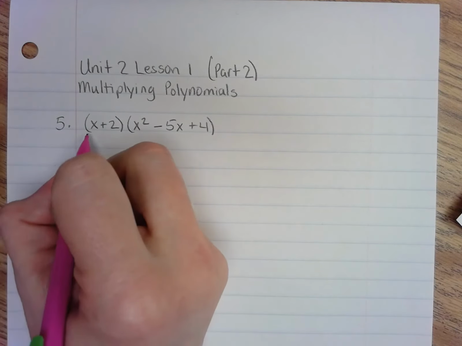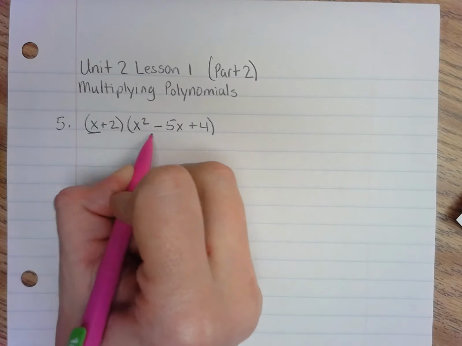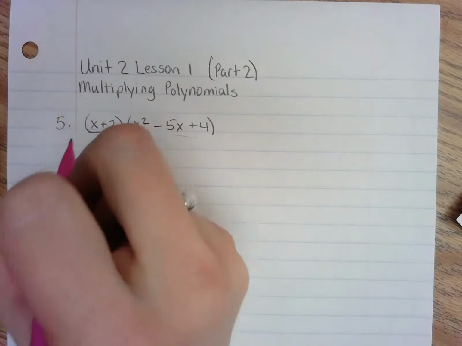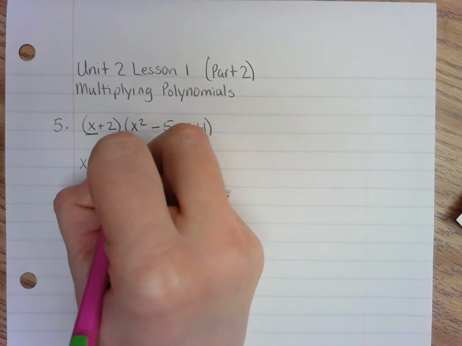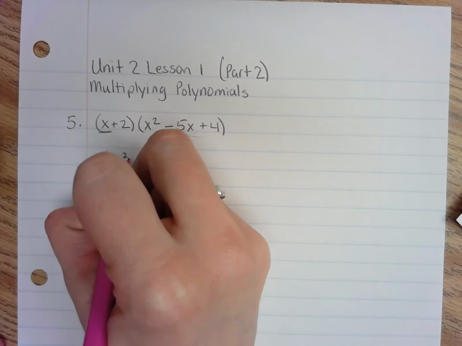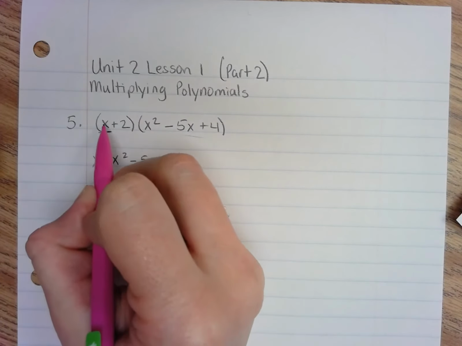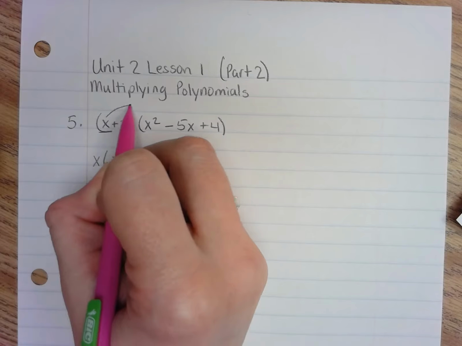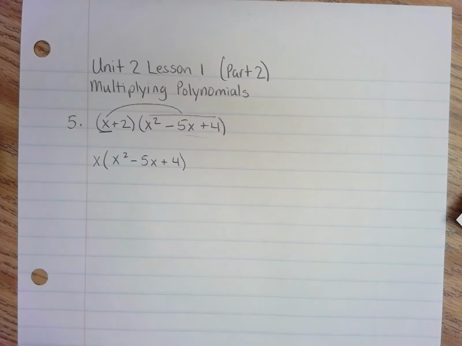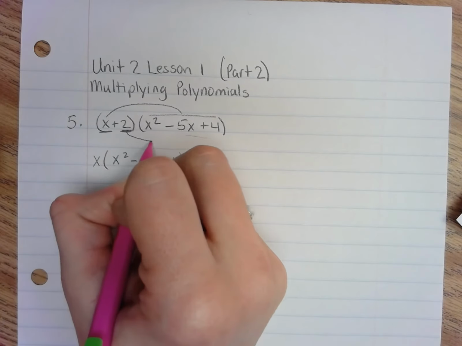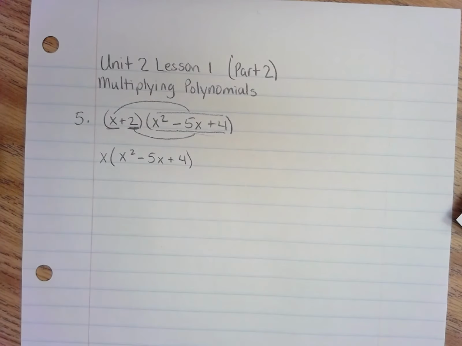Let's start with our first term, x. We're going to multiply it with the trinomial x squared minus 5x plus 4. So let's rewrite that: x times the trinomial that we have, x squared minus 5x plus 4. So we're going to end up multiplying this first term times the entire trinomial. We'll also multiply the 2 times the entire trinomial, x squared minus 5x plus 4.